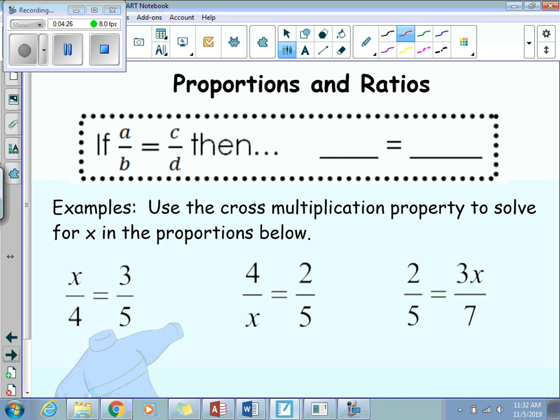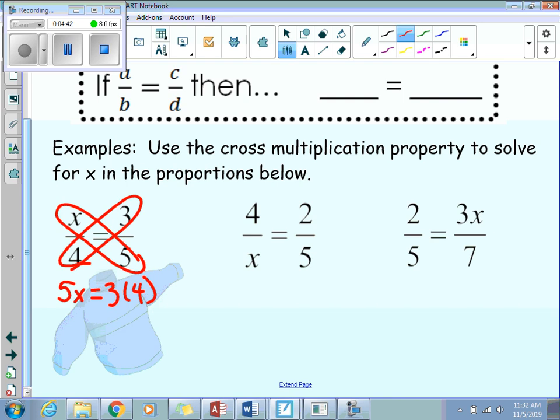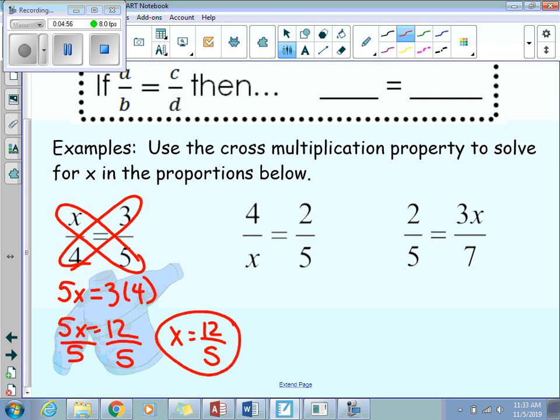So we've got: use the cross multiplication property to solve for x in the proportions below. So again, we're going to do that butterfly. So we get 5x equals 3 times 4. So that's 5x equals 12. Divide by 5. x is equal to 12/5. We'll just leave it like that. I'm cool with fractions. Okay, decimals are nasty.